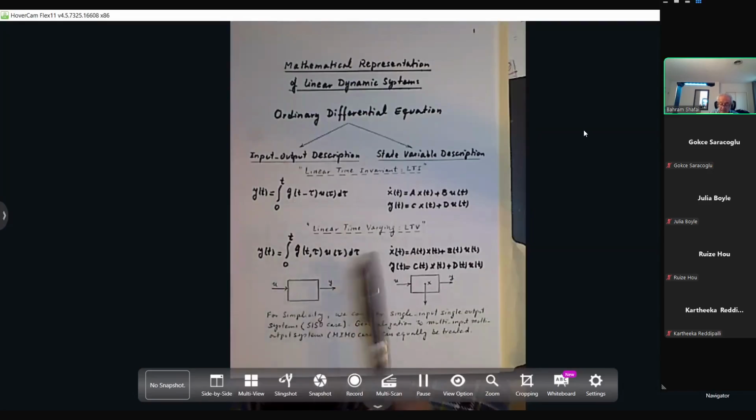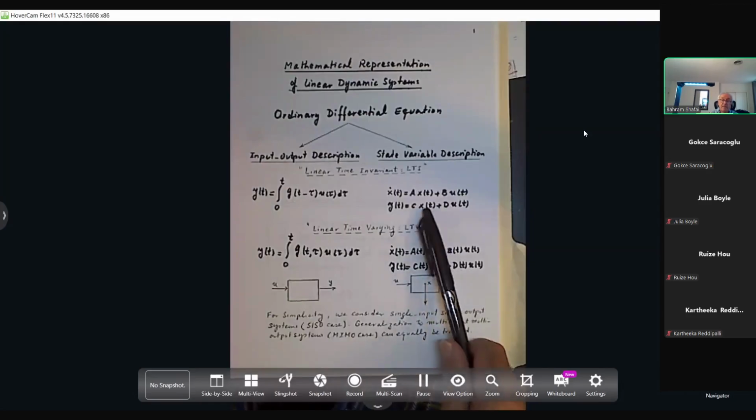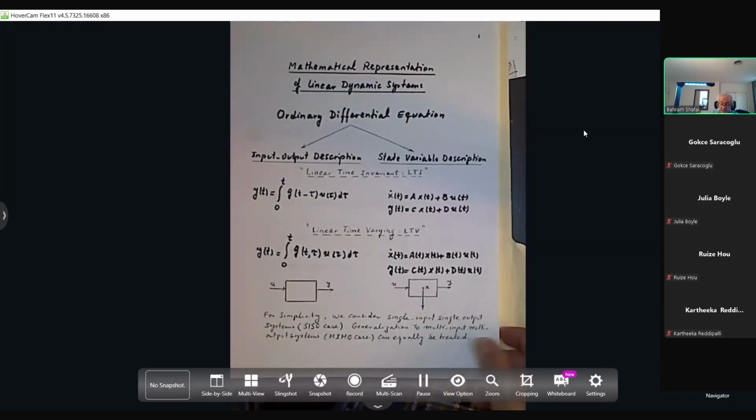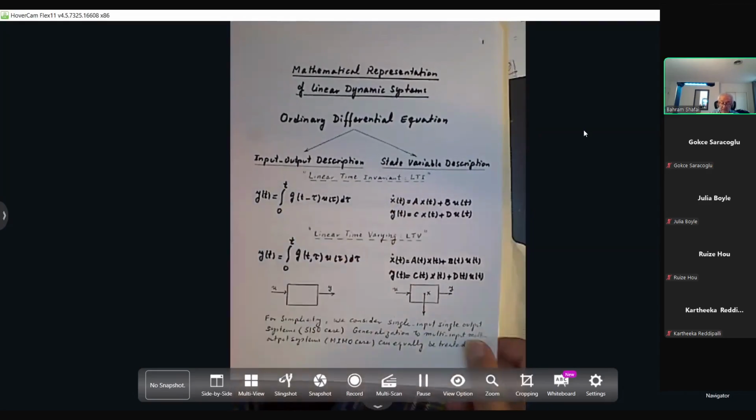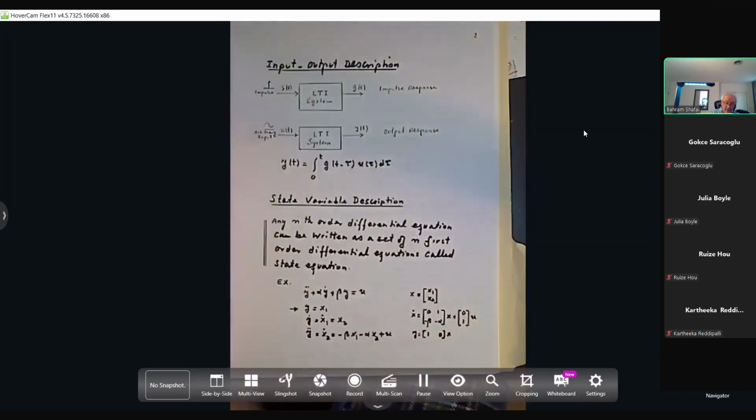For both of these situations, we can represent the input-output description with this block. And here also a block, but we are taking the internal variables of the system, which are called the state X. That is the minimum amount of information that, together with initial condition and input, can completely characterize the system, whether it is a time invariant or time varying system. So these are just the two representations of a dynamical system.